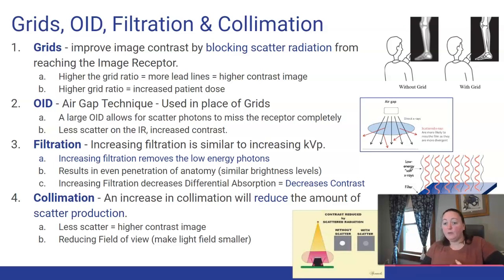OID. When would we use a big OID? The air gap technique is a technique that you can use in place of a grid. So if you don't have a grid and you need to do an exam that normally requires one, you could use the air gap technique where we on purpose bring the image receptor farther away than normal. This gap, or this space, actually allows for the scatter photons to scatter before reaching the image receptor. So ideally, anytime you have less scatter reaching your image receptor, you're going to improve your contrast.